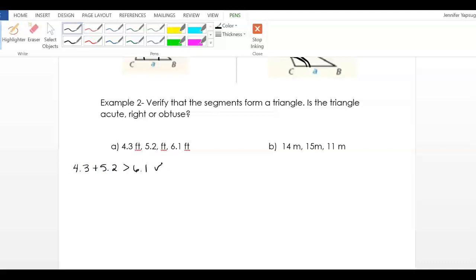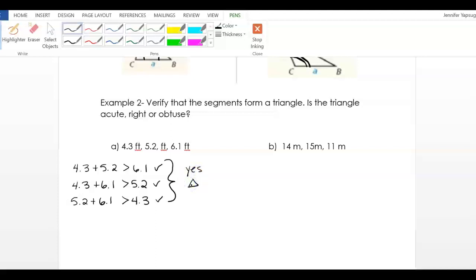Now let's try another combination. What about 4.3 and 6.1? Can we say that is larger than 5.2? And I think we can see again that that is true. And then finally, we need to add 5.2 plus 6.1, and is that larger than 4.3? And in fact, yes, that is. So therefore, by these statements, we do have a triangle. So yes, triangle. Now what we want to do is find out what kind of triangle this is.